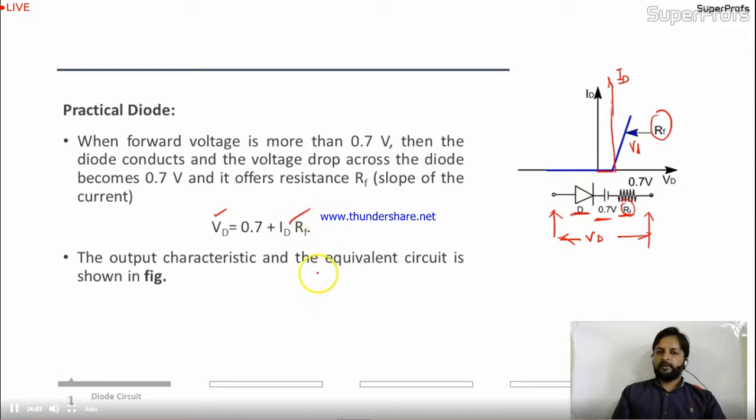Is there any problem you have? So when forward voltage is more than 0.7 volt, then the diode conducts and the voltage drop across the diode becomes 0.7 volt. This is the cut-in voltage or barrier potential. This one will be dropped across the diode. Okay, for the practical diode I'm talking about. And it will offer the resistance. So I hope the practical diode is also clear to you.